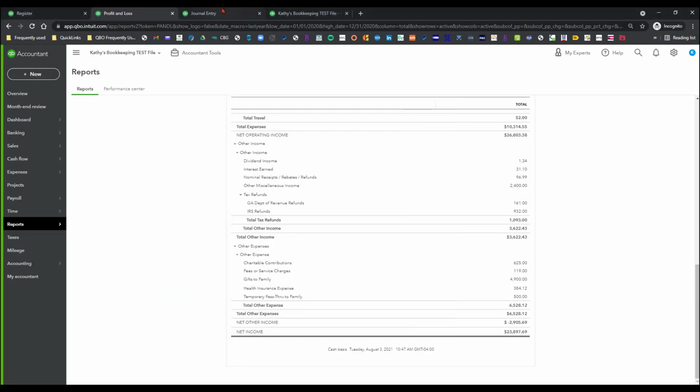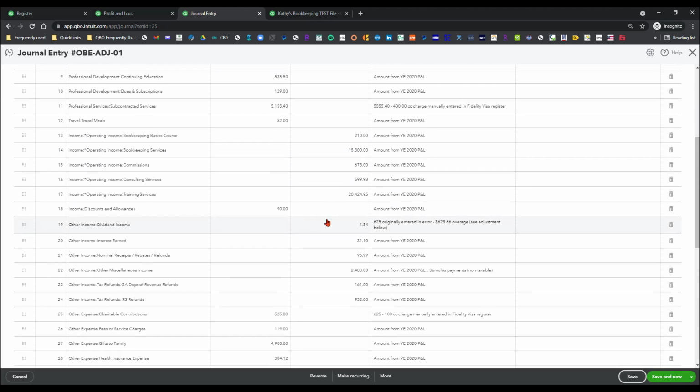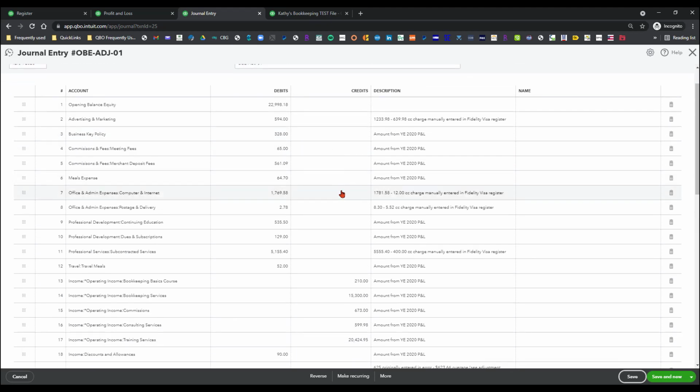And so anyway, here's the general journal entry that I did. I started with that opening balance equity figure that was in the register and put that in the debit column. And then I entered everything from the year in the 2020 P&L, except for, like I said, those two amounts down here from the balance sheet. And then I had to do some adjustments, and I'll tell you why I had to do those adjustments.